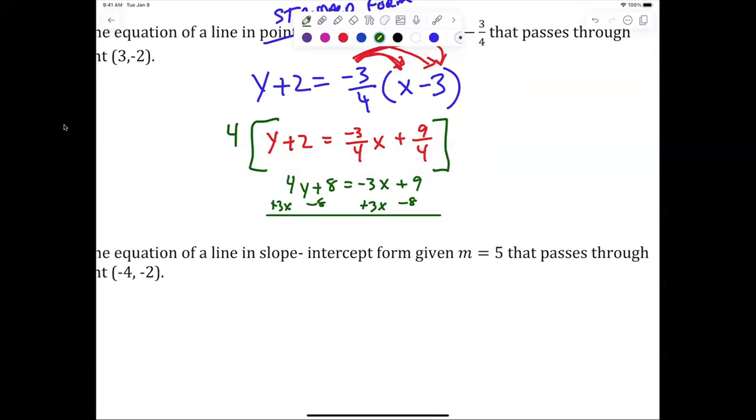4y, 3x equals 1. In standard form, what comes first, Palmer? The 3x. 3x plus 4y equals 1. Yep, 3x plus 4y equals 1. That's standard form. Everybody good with that?